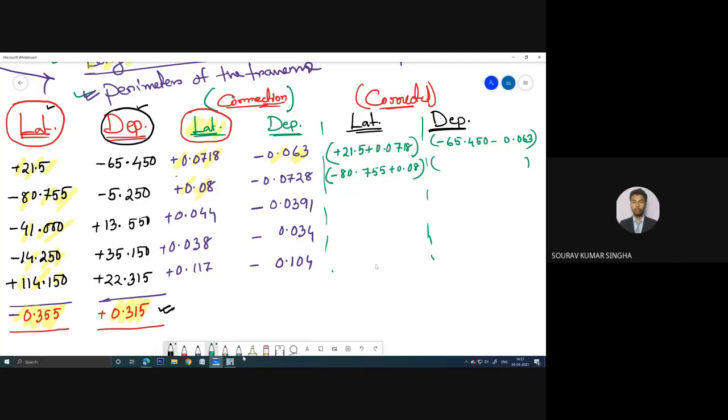This is a particular type of numerical where the latitude and departure will be provided to you. You just need to make the correction using some specific rule which will be given in the question. Depending on that rule, you need to use these formulas, determine the correction value, and correct the latitude and departure. This is how you can do this. Is that clear to everyone?